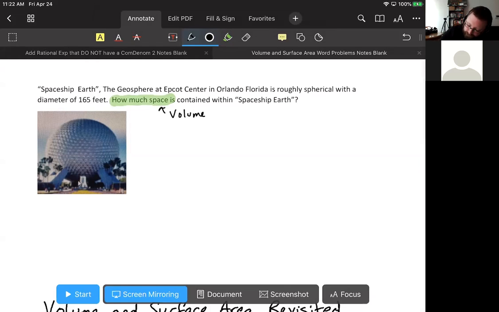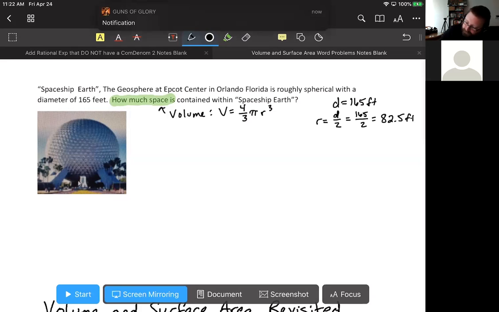Remember that the volume of a sphere is 4/3 pi r cubed. So we need a radius, okay? We are not given a radius. We are given a diameter of 165 feet. So to find the radius, we would take the diameter and we would divide by 2. So 165 divided by 2 gives us a radius of 82.5 feet. Okay? 82.5 feet for the radius.